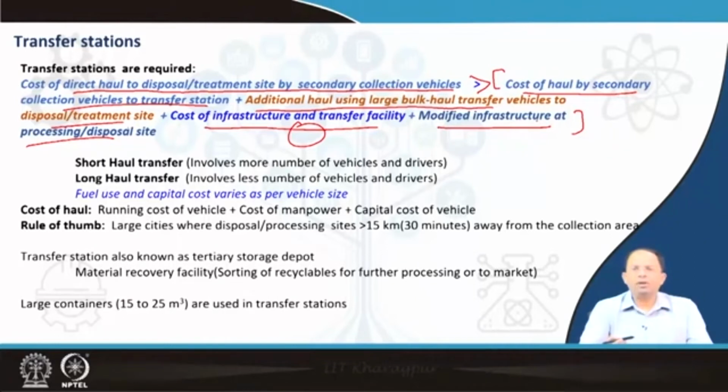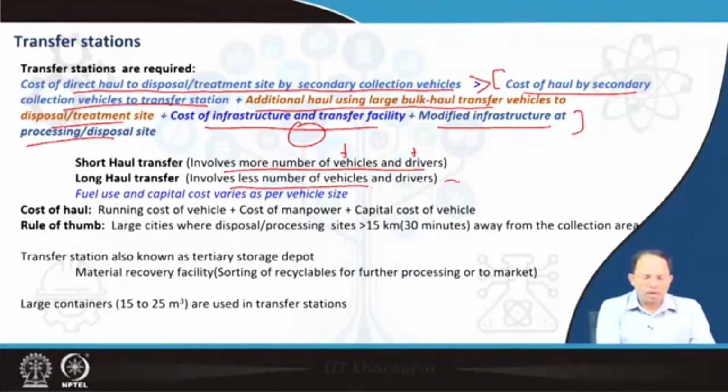Now, why would the cost be different? For short haul transfers, that means if I don't use a transfer station, this will require more vehicles and drivers, and we have to pay salaries of drivers, and each of these vehicles will cost money plus the fuel they will consume. Similarly, long haul transfers will involve fewer vehicles and drivers. But fuel use and capital cost vary as per vehicle size, so we cannot exactly say which system will consume less fuel or cost less, because maybe one large vehicle will cost more than two small vehicles, or how many large vehicles are required. So first this should be determined, then only we can determine the final cost.